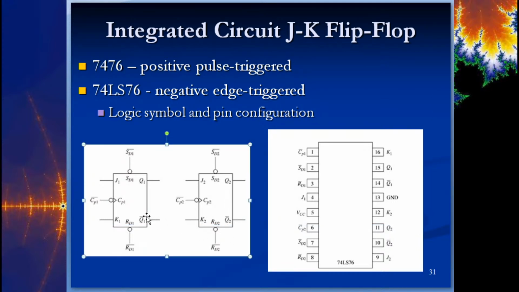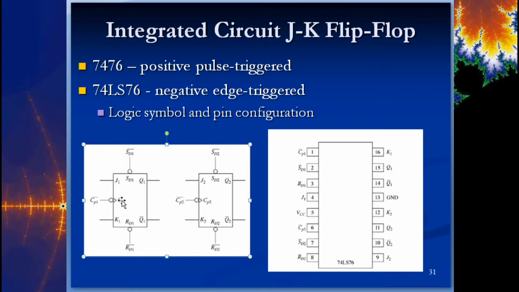I can't remember. But anyway, so we know what J and K are, right? And we know what Q and Q not are. And we know what the clock pulse is now, right? Now I know this is negative edge triggered. I know it's edge triggered because of the triangle, and I know it's negative edge triggered because of the bubble in front, the inversion right here. The other two are the asynchronous set and the asynchronous reset. Okay, these are both active low.